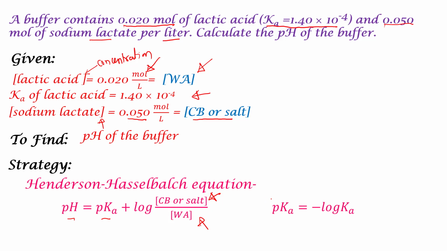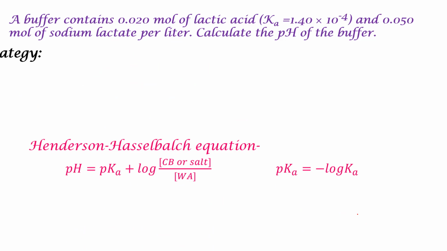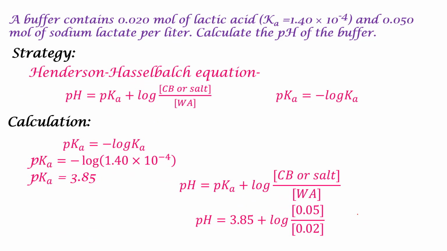We also learned that if you want to figure out the pKa, what we need to do is take the negative log of Ka. And if we are able to do that, then we can very easily solve this problem. So in the next step, we're going to set up our calculation. So here's our strategy and here's our calculation.